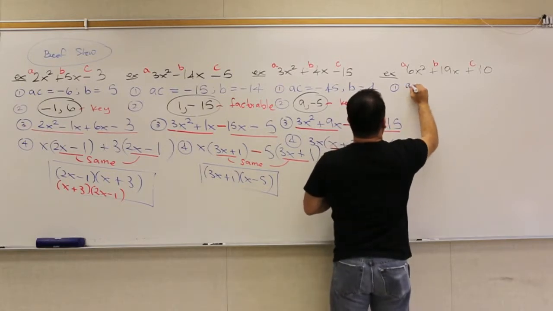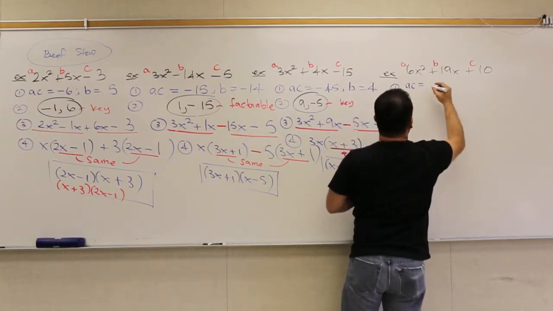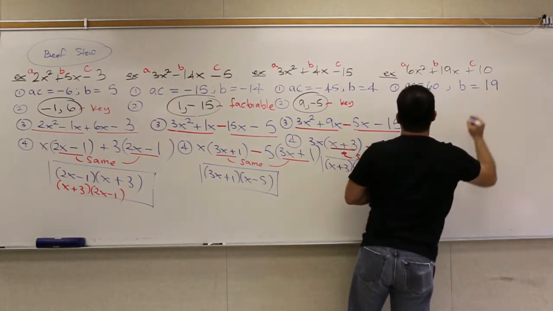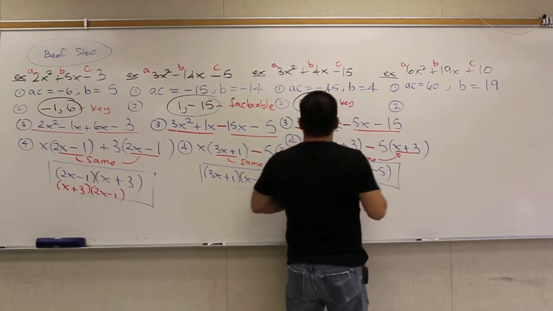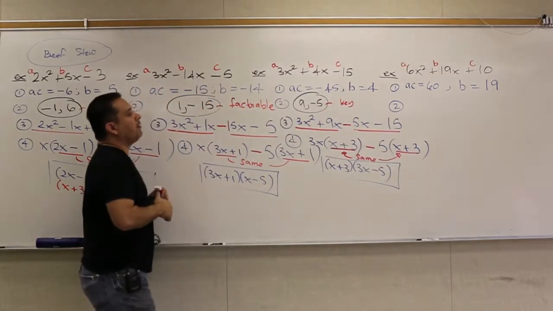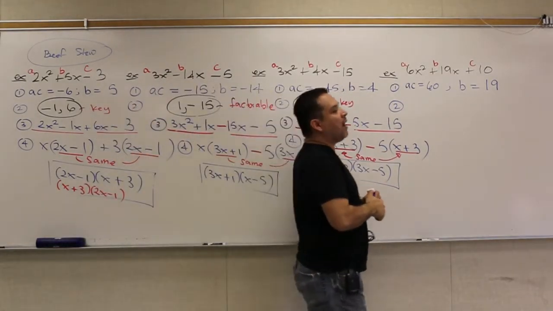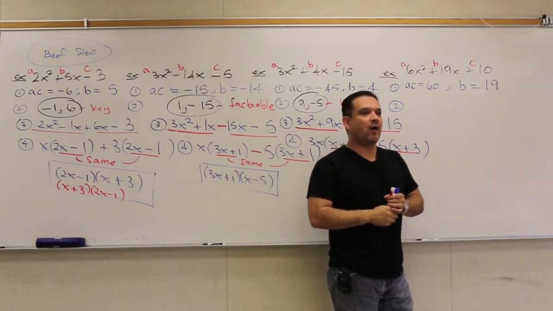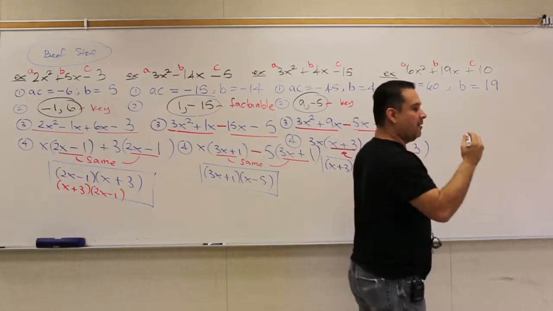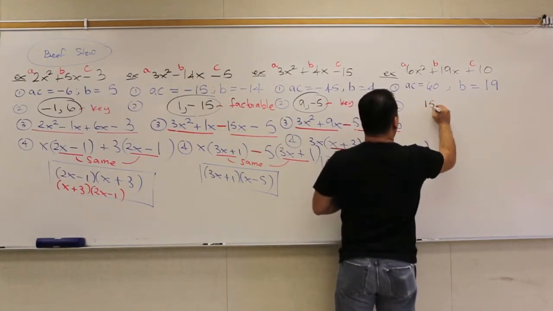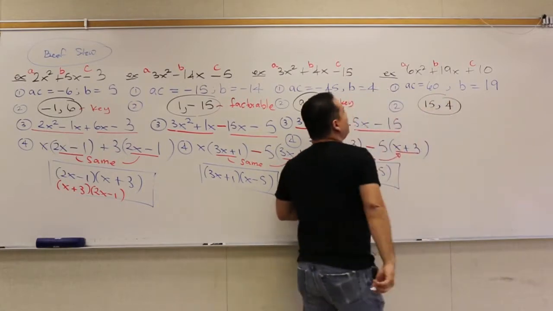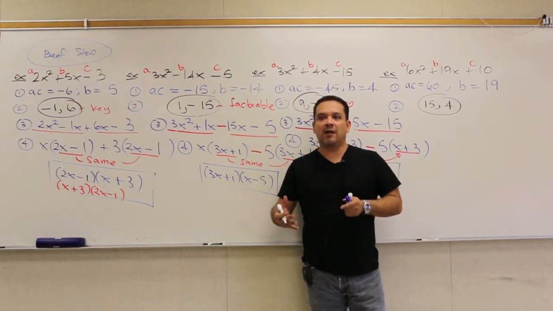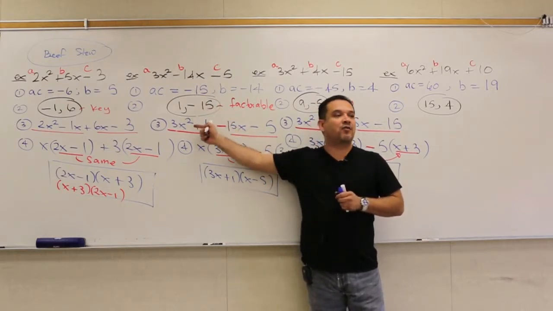A times C, my recipe. 6 times 10 is what? 60. My sum has to be 19. What two numbers multiplied together is positive 60 when added is positive 19? 15 and 4. You guys know it already, 15 and 4? Yeah. Nice. Did you guys notice that this factoring recipe is based on arithmetic only? It's based on arithmetic and following a set of instructions.